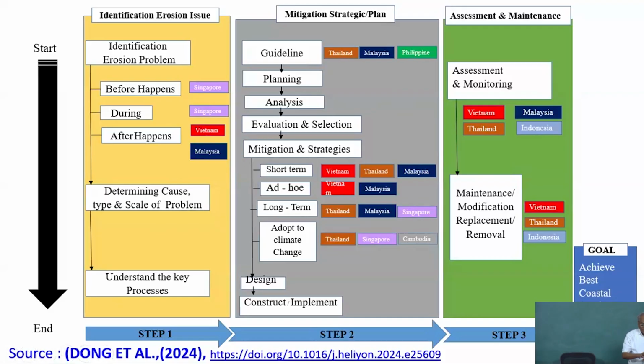Although you have detailed information for different countries, it is almost similar across all the countries. What you have to do, see, finally the main thing is identification of the erosion issue. What is the root cause? Unless that is known, you are not going to provide any mitigation measure.